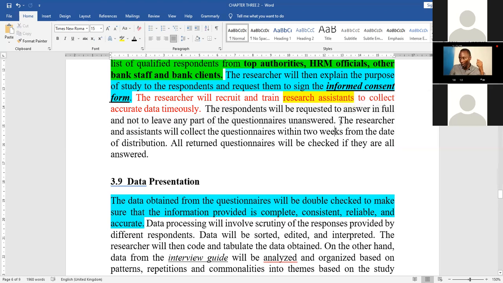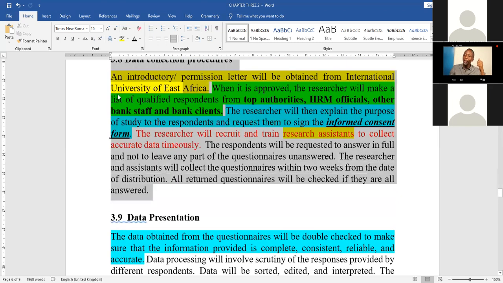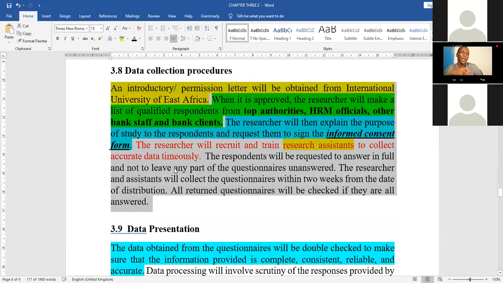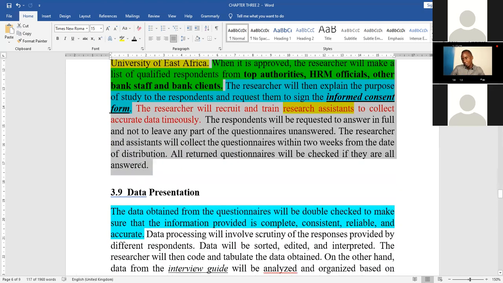And then after that, we also see that the researcher and the assistants will collect the questionnaires within 2 weeks from the date of distribution, and all the returned questionnaires will be checked to see if they are all answered. Okay, so all this is under data collection procedures, the processes that you are going to go through when you're collecting data from the field.